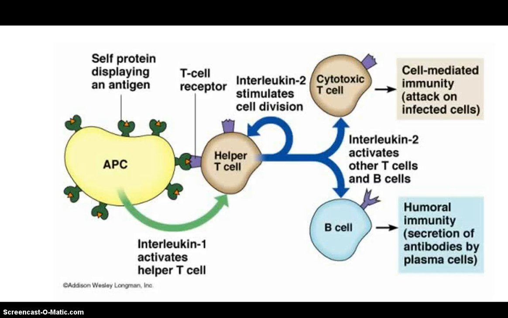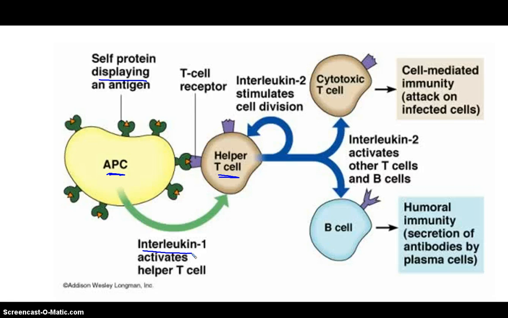So here's what happens. So here's our APC. They have engulfed some of those antigens. They're now displaying them on the outside, so they can go around from cell to cell. And in this flow chart, the first one that it shows that to is a helper T cell. And so with that receptor, it locks onto the APC and says, oh, okay, here's what I want to look for. And so what happens is there are these compounds, chemical messages called interleukins, and the antigen presenting cell will release interleukin 1, and that activates the helper T cells.